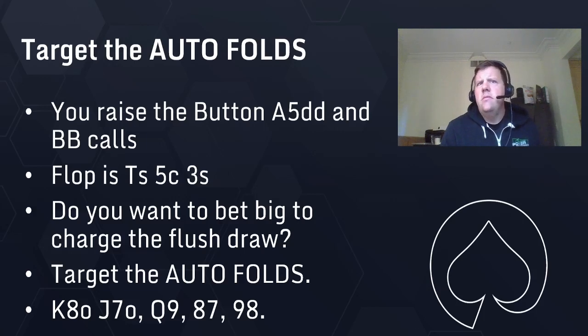In reality, the hands they really want to target are the auto folds. Hands like King 8 offsuit, Jack 7 offsuit, Queen 9, 8 7, 9 8, King 6. All these hands that just have 2 overcards. There's a lot of hands with 2 overcards to a pair of 5s. And a lot of those hands are going to fold also.